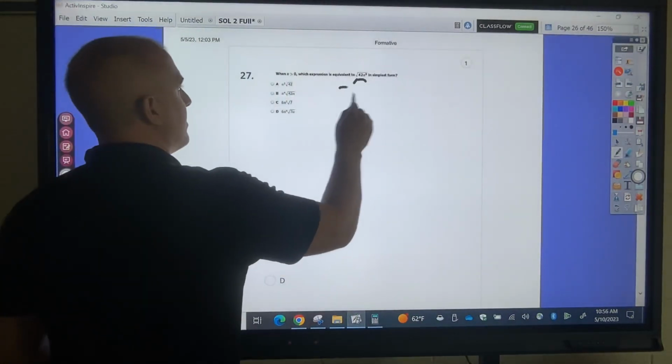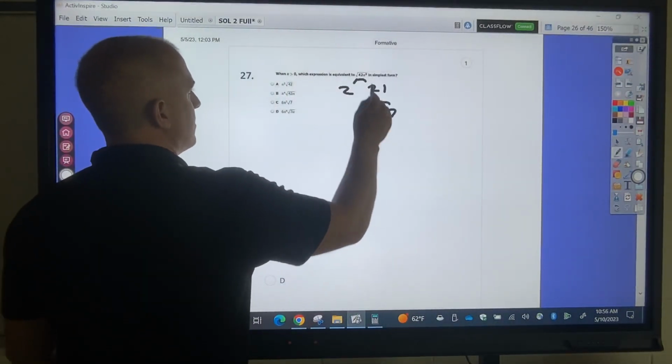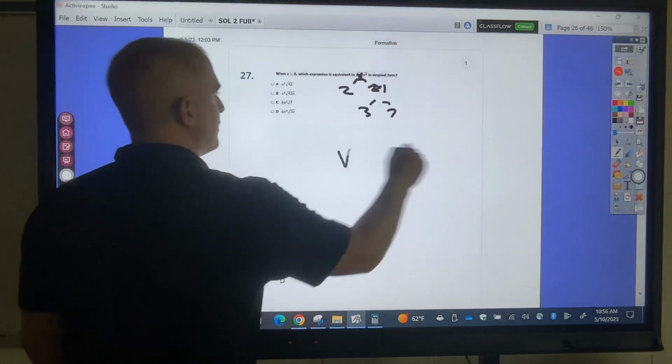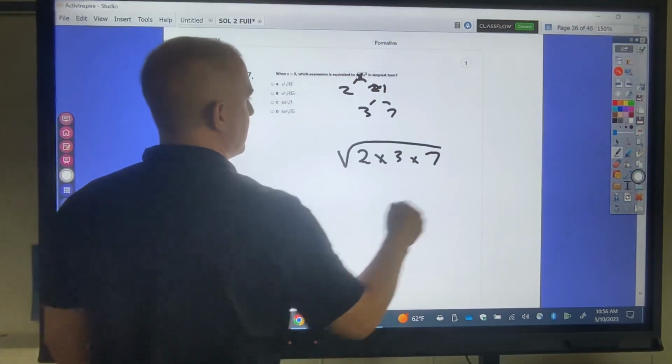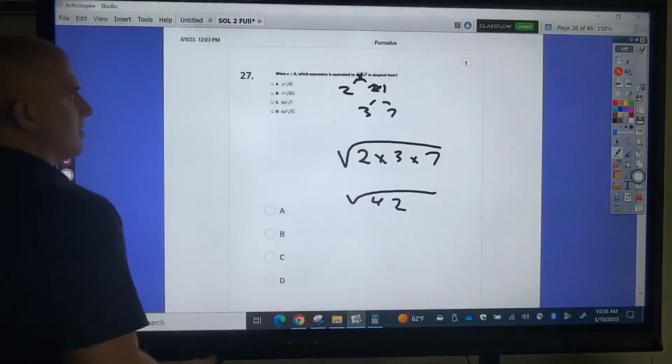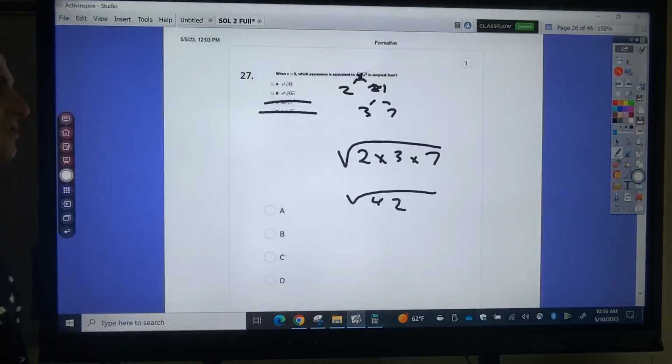If I break that down, that's 2 and 21, 3 and 7. Now, I don't have any pairs there, so all of that's going to be on the inside, and that's going to be 42. So if I'm being a good test taker, those can't be the answer, okay?